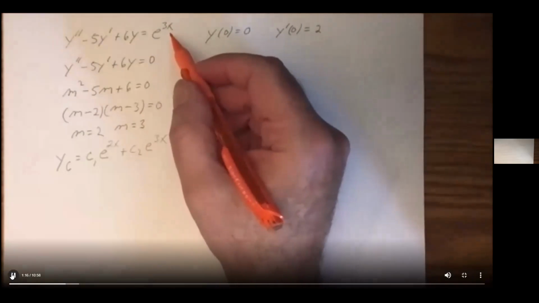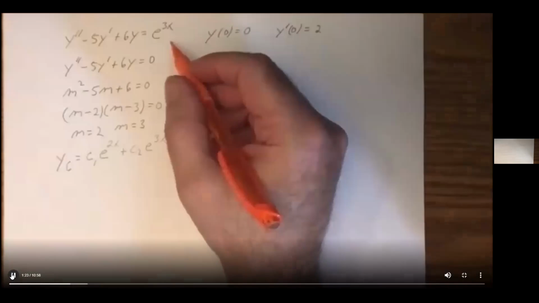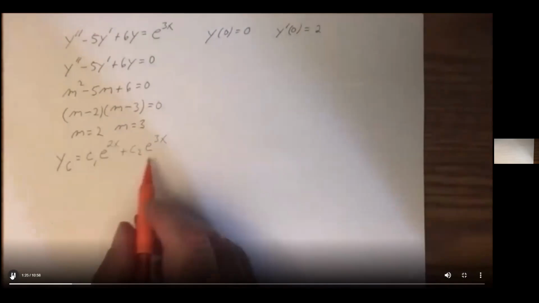And notice that here I've got an e to the 3x, and here I've got an e to the 3x. So my particular solution has to be linearly independent from these, right? So it means I have to assume a particular solution that goes as a x e to the 3x. Suppose the complementary solution had a 4x. Well, if this is a 4x, then I can assume 3x, right?